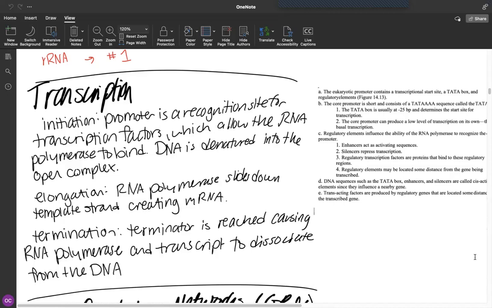And I might have a little diagram somewhere later on about this. And then termination, so a terminator sequence is reached, which causes the RNA polymerase and the mRNA transcript to dissociate from the DNA.